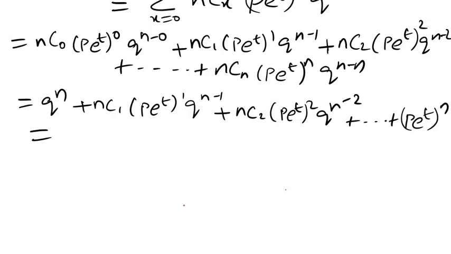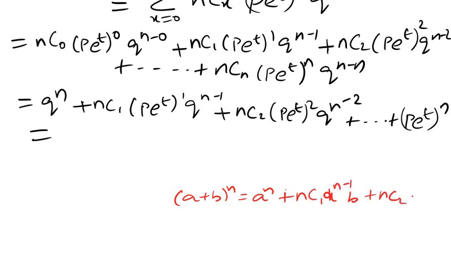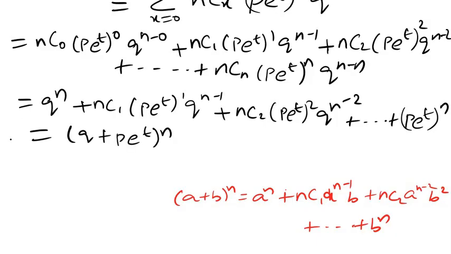We know the formula (a plus b) power n equal to a power n plus nC1 a power n minus 1 into b plus nC2 a to the power n minus 2 into b power 2 plus etc. up to plus b power n. So if we apply this formula in the above expression, we get (q plus p e power t) whole power n. This is the moment generating function for the random variable x.